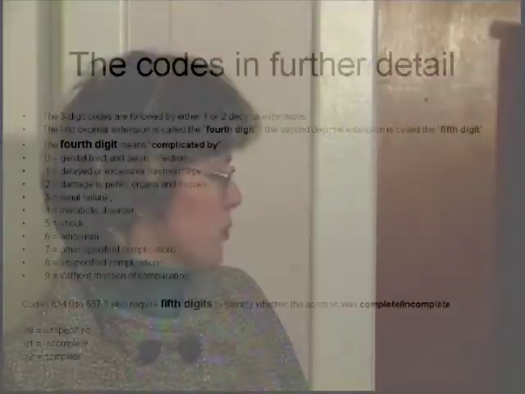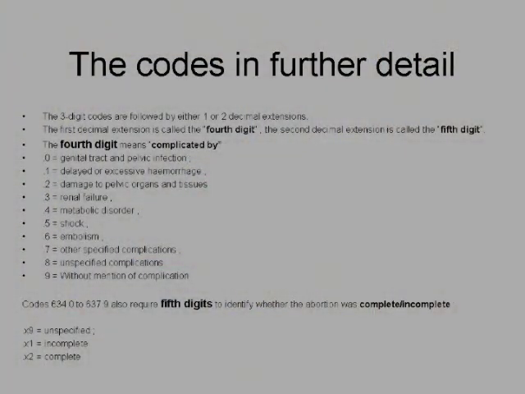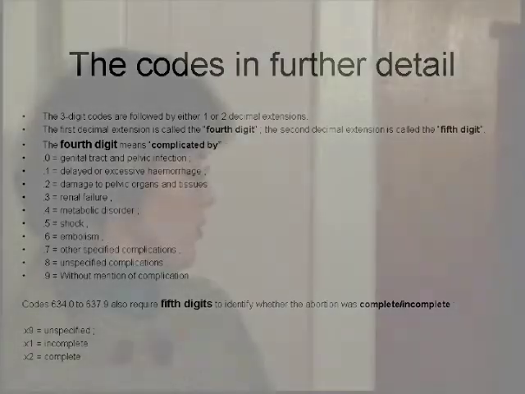So they say in the ICD manual that the codes 634 to 637 also require fifth digits to identify whether the abortion was complete or incomplete. So if you have, let's say, 0.2 complicated by damage to pelvic organs and tissues, and following the 2 there's a 9, well, that means that it was not specified whether it was a complete or incomplete abortion. If it's 0.5 complicated by shock followed by a 1, that means it was specified that it's incomplete. Or let's say 6 complicated by an embolism and followed by a 2, which means that the abortion was complete.